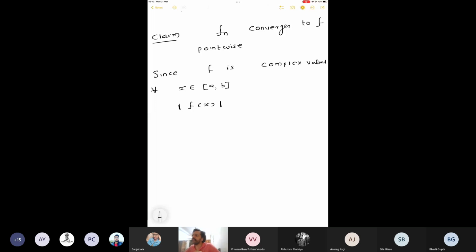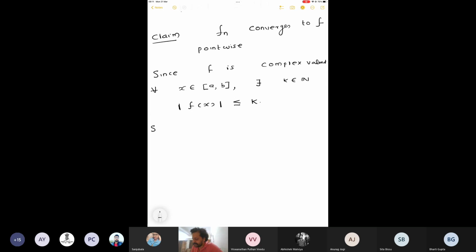And given any real number, there exists a natural number greater than it. Therefore, since f is complex valued, for every x element of [a, b], there exists a natural number k such that modulus of f(x) is less than or equal to k. Do you agree? Yes. Because mod f(x) is a real number and you can always find a natural number greater than it.